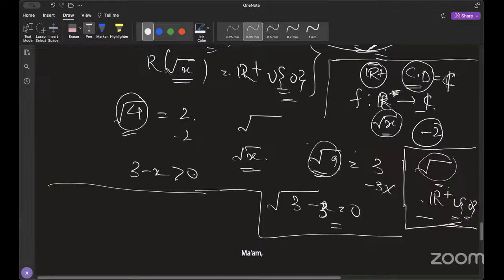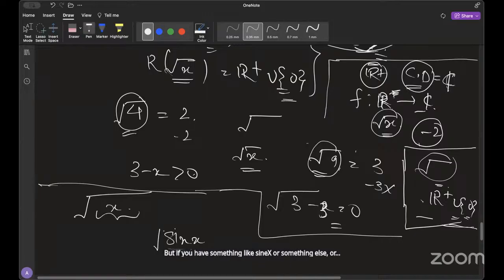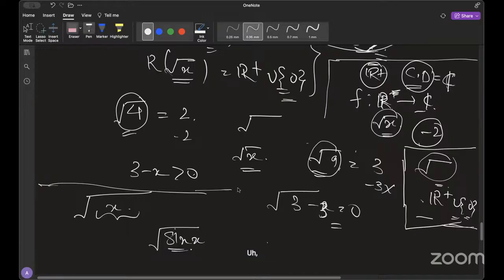Ma'am, and for the domain part, yes. Ma'am, can I say the range of every function of the square root must be positive? It's not always the case. When you take square roots, the inner function also matters. If you have a simple function, then it's fine. But if you have something like sin x or something else, then you can't say that the range is positive real numbers in general. In normal functions without trigonometry, in normal functions in the square root, the range is the positive.